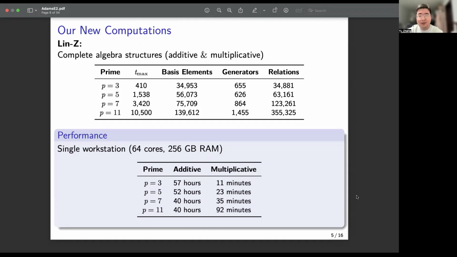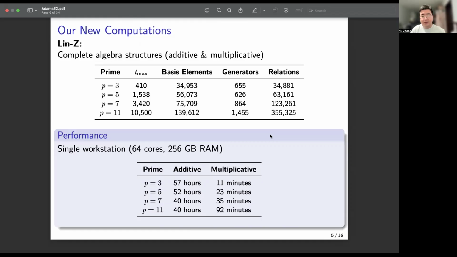At this moment, I want to make two remarks. The first one is, if you compare our program, together with Lin's program for p equals 2, with the programs from other teams, the main difference is that we have extensively used something called generalized Gröbner basis theory. One particular advantage of this generalized Gröbner basis theory is that it helps us compute the multiplicative structure.